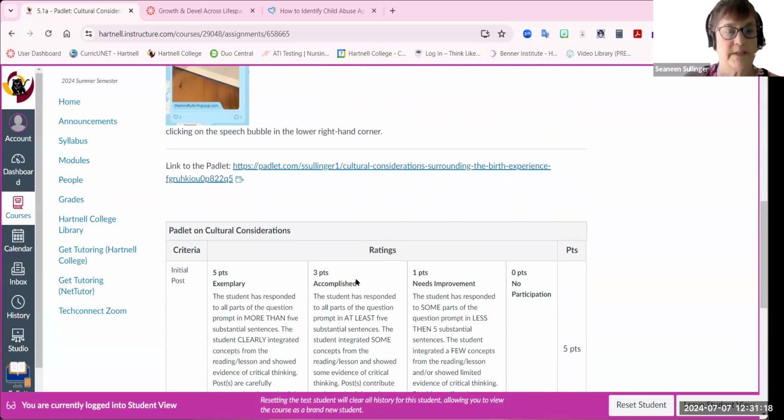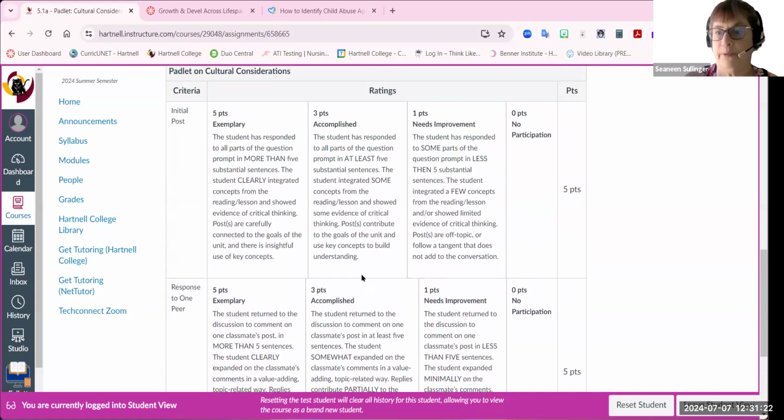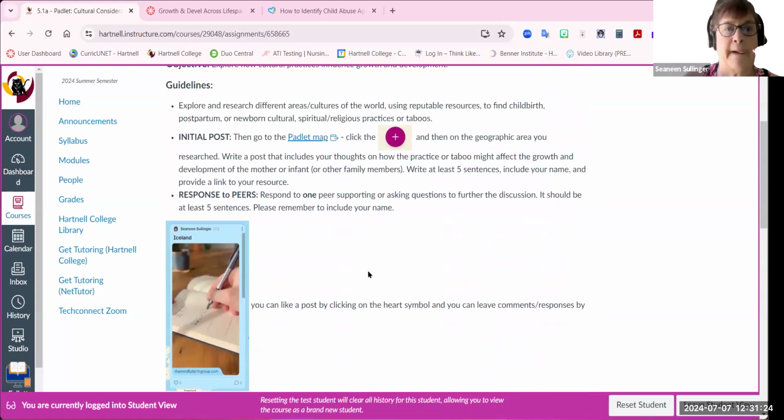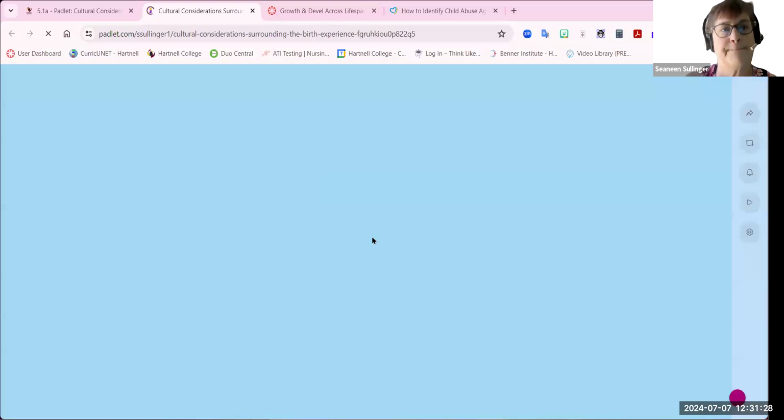And then the rubric is here, what you need to have for your initial post and your response to the one peer. They're both worth 5 points. So let's go to the map.